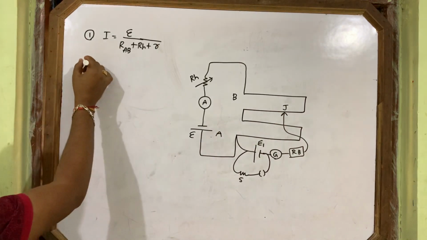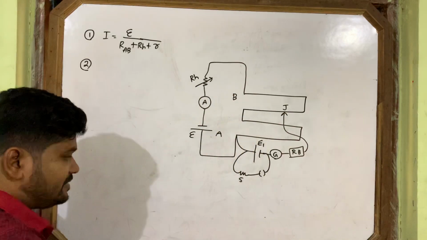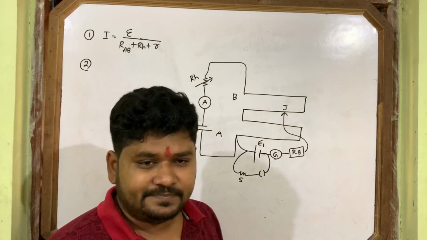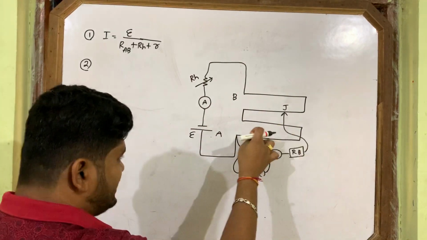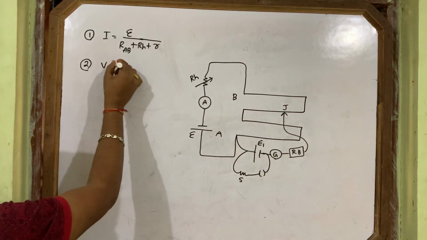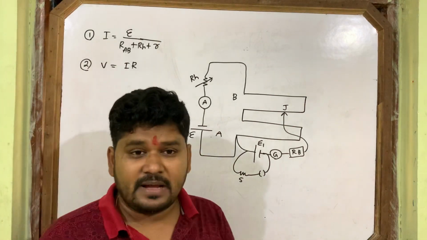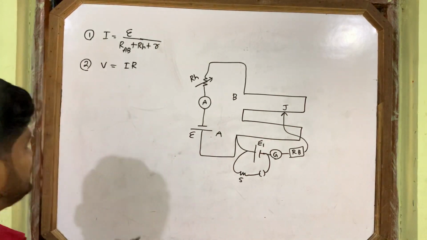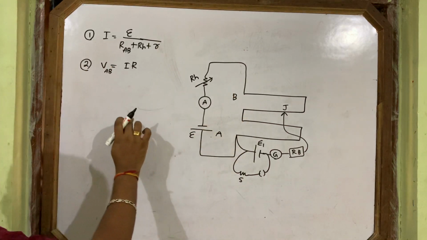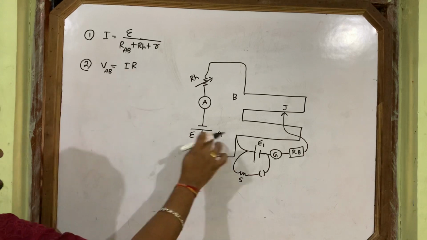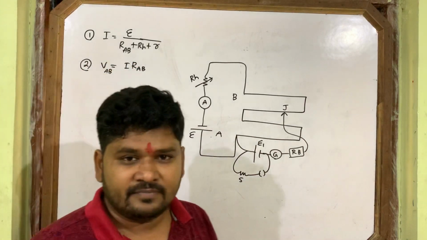Then number two, what is the potential drop that happens in the potentiometer wire? As it is a single wire, we can use Ohm's law. So V is equal to IR. Potential drop happens in the wire, V is equal to IR, so I am writing here V_AB, as the potential drop happens from A to B. The current I passes here, and this resistance I am writing R_AB.